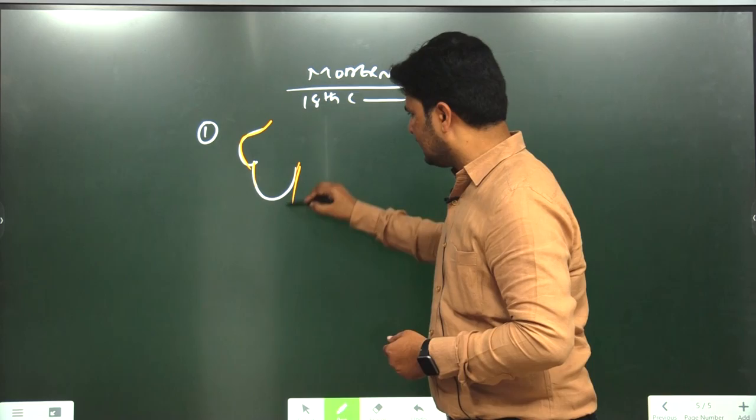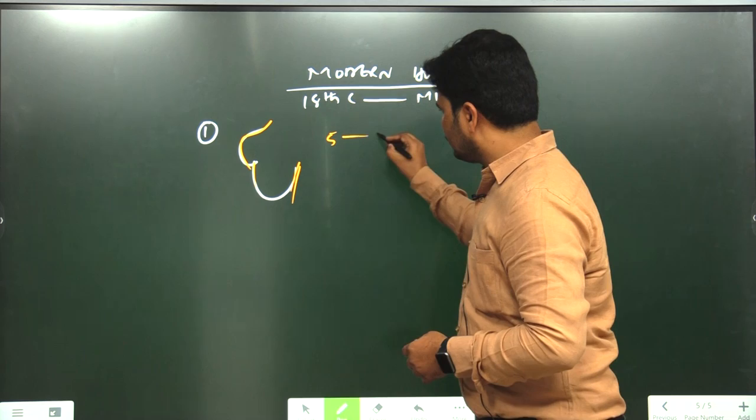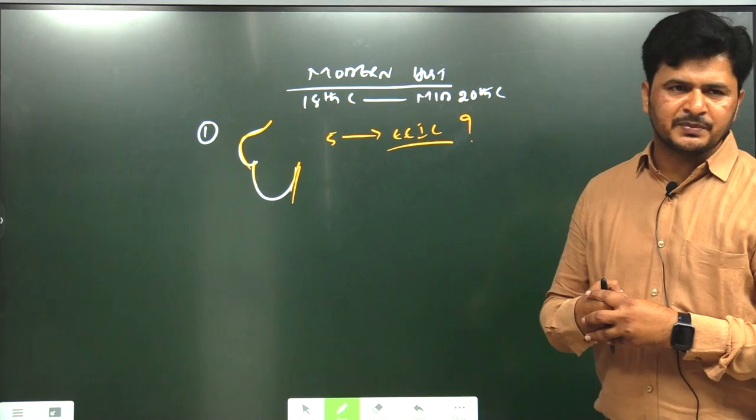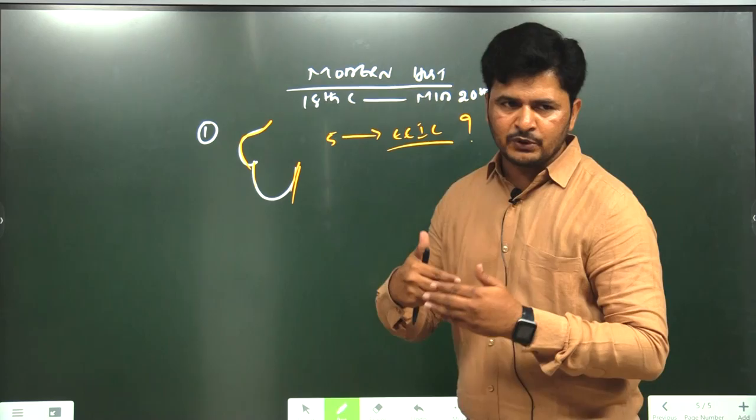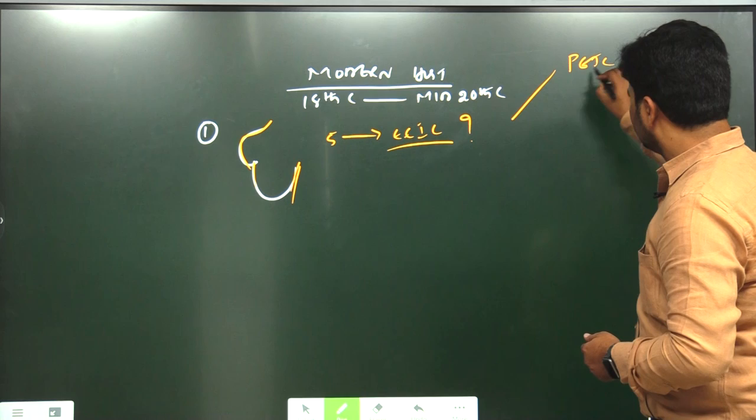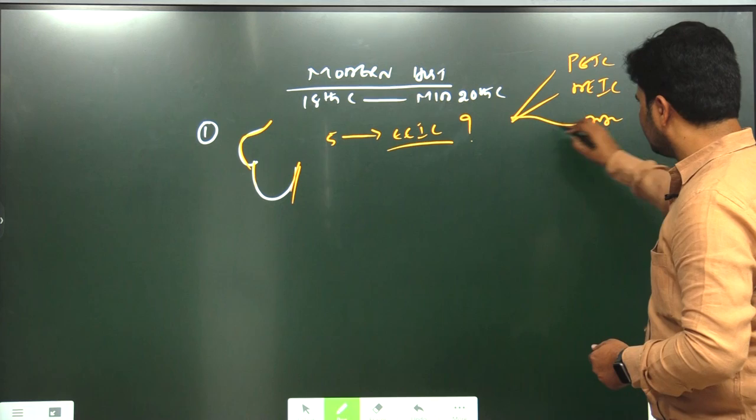Out of five European companies, one European company called the English East India Company emerged as supreme. So what were the advantages of the English East India Company? What were the disadvantages of the other European companies? Obviously we'll discuss the differences between government organizations and private organizations. Out of five European companies, the Portuguese East India Company, followed by the Dutch East India Company, followed by the Danish East India Company, followed by the French East India Company, all belonged to government organizations.